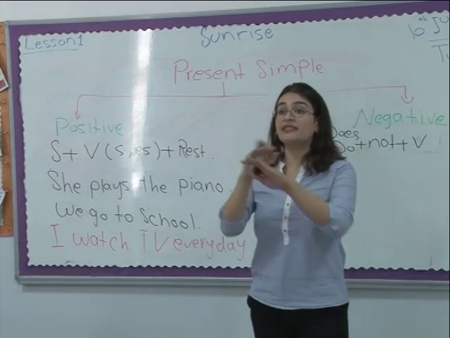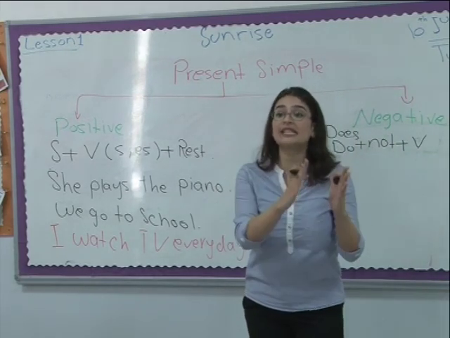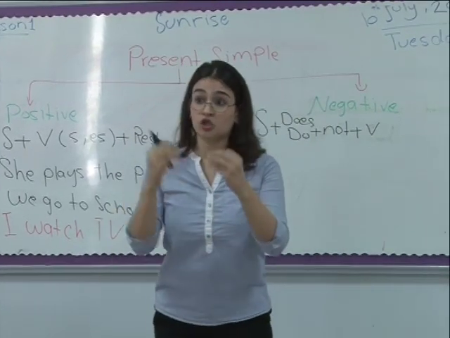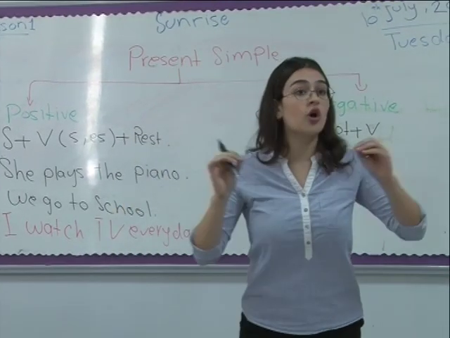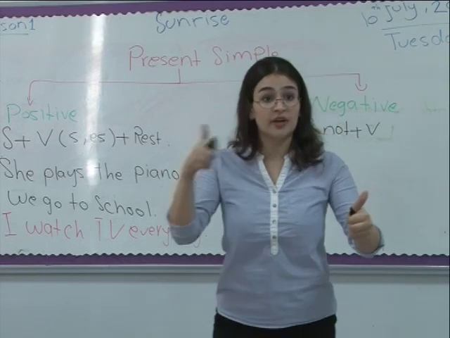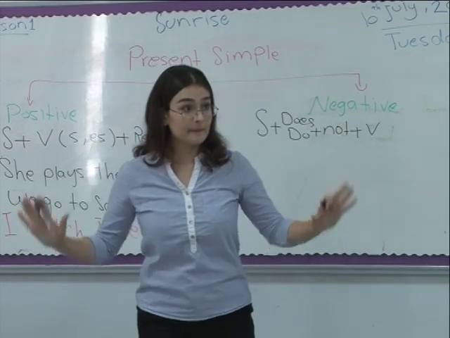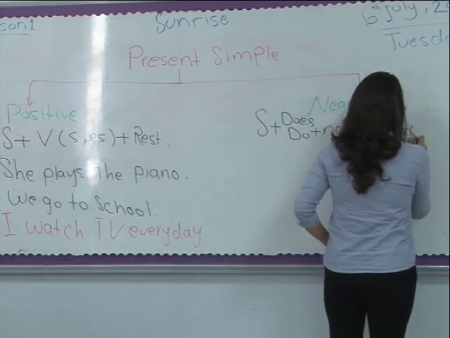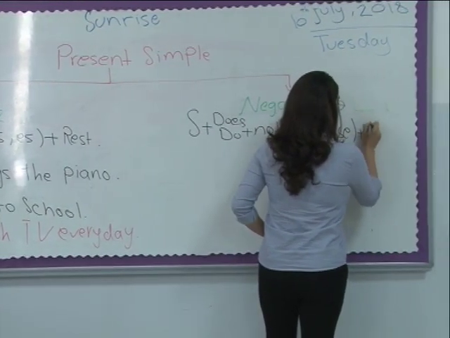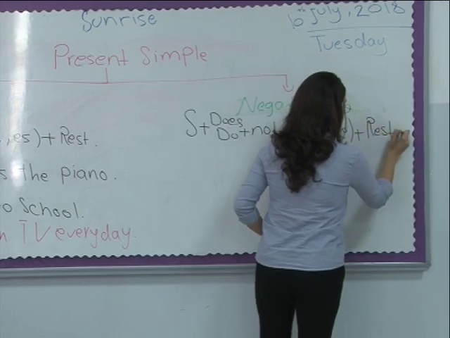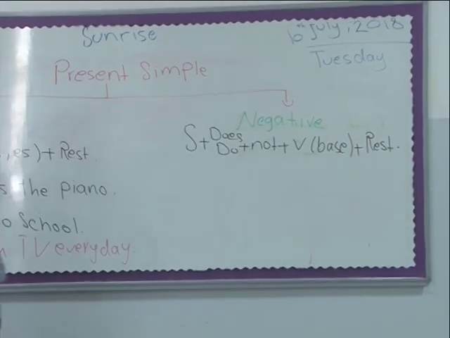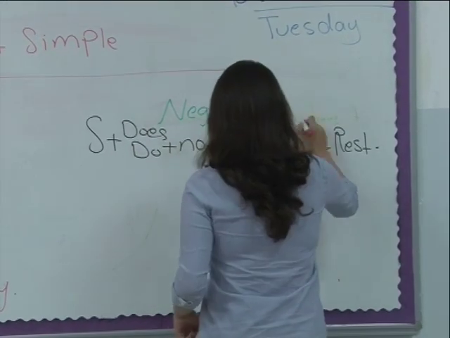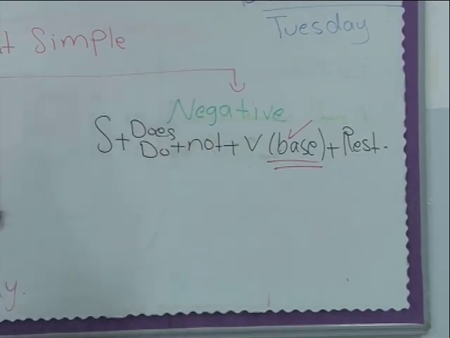It means that you cannot add s or es to the verb. That's what it means. When you say that the verb should be base, it means that you are not allowed to add s or es to the verb. Okay? Everyone understand? This is very important. It is very, very important to know that you cannot add s or es to the verb when you have a negative statement.